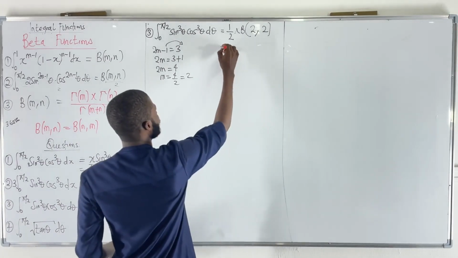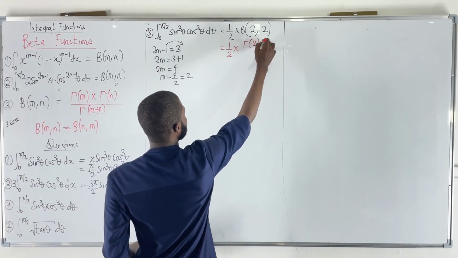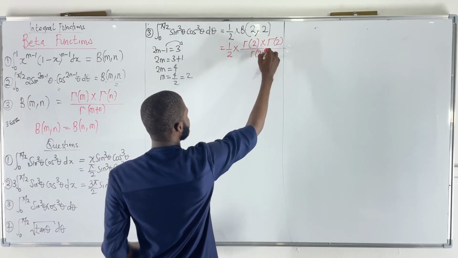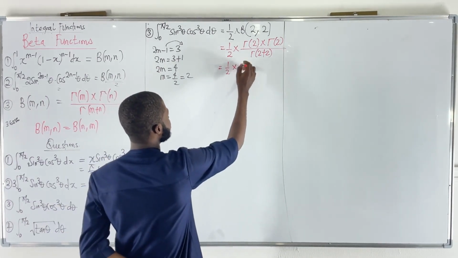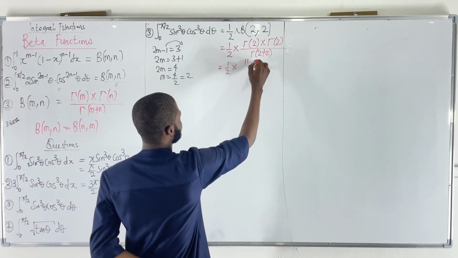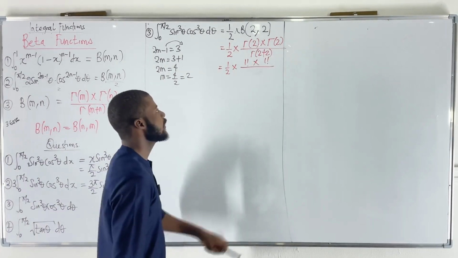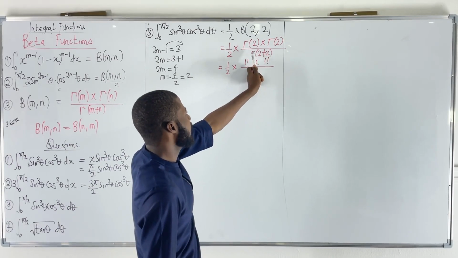So this is equal to half times the gamma of 2 times the gamma of 2 divided by the gamma of 2 plus 2. Okay, so this is half times, gamma of 2 is just 1 factorial. Gamma of 2 again, 1 factorial. And then 2 plus 2 is 4. So what is the gamma of 4?